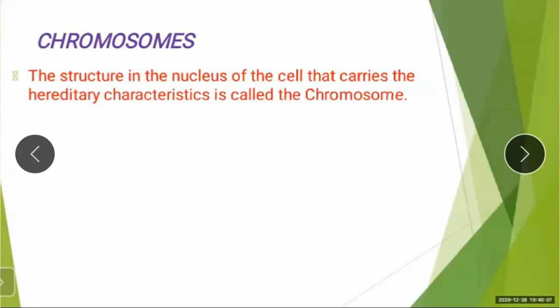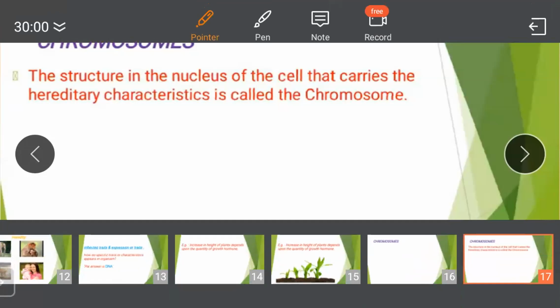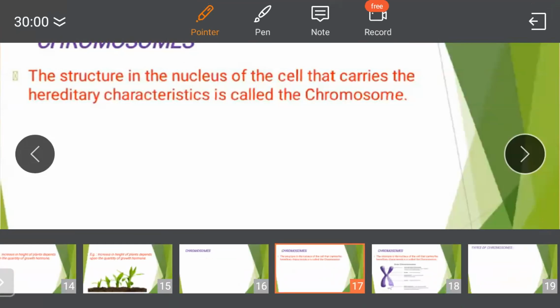So there is a primary constriction or a centromere on each chromosome. And this centromere divides the chromosome into what? Two arms. The short arm is called the P arm, while the long arm is called the Q arm. So it looks like what? Yes or no? It looks like the structure X.